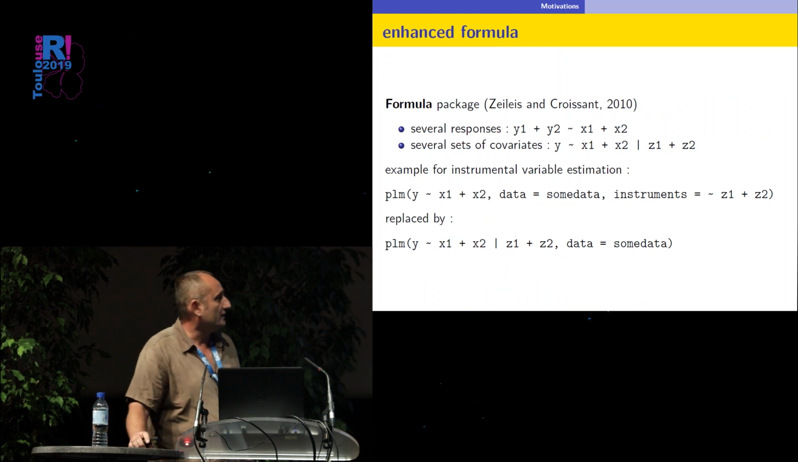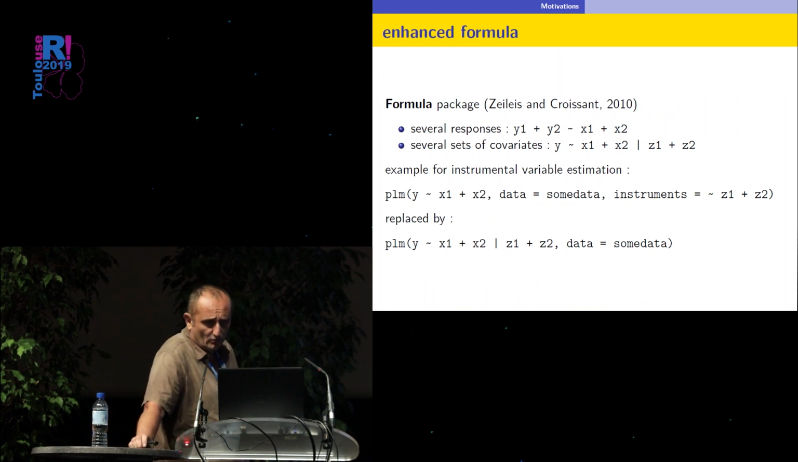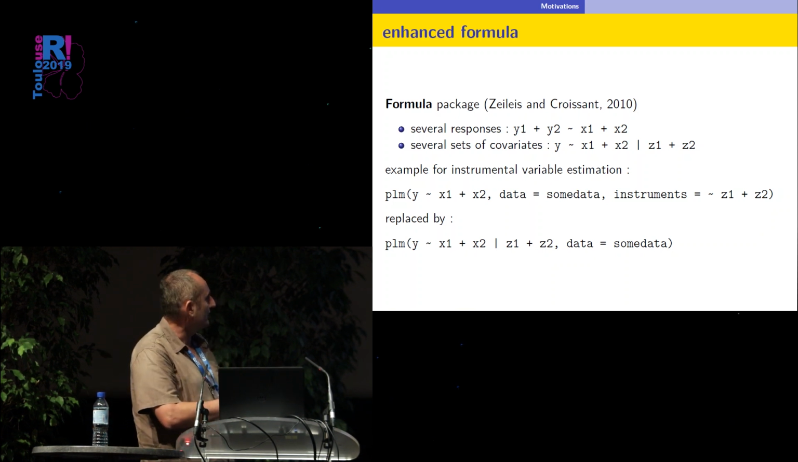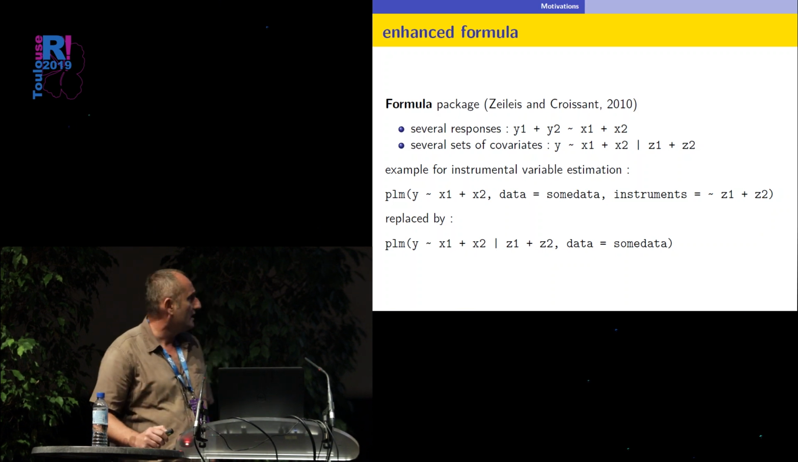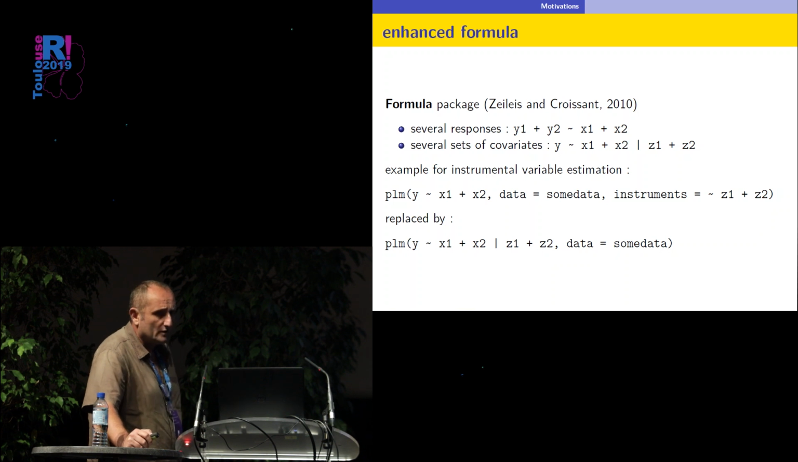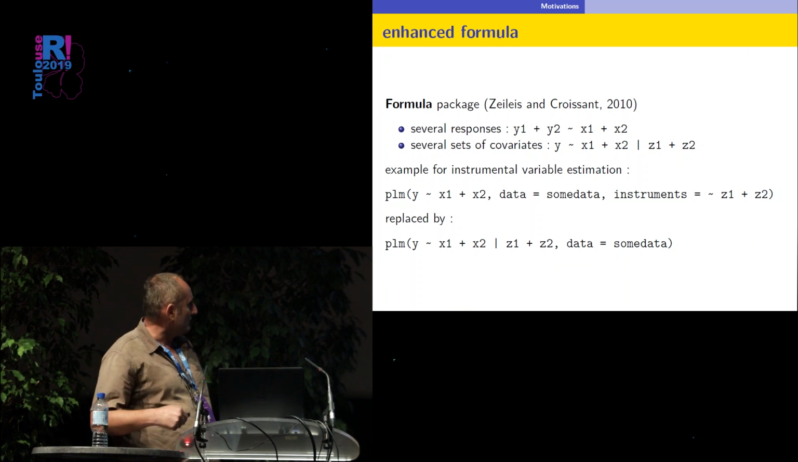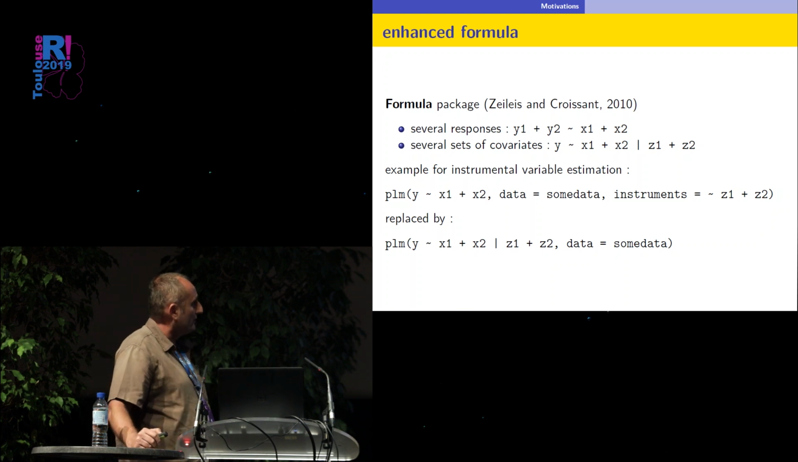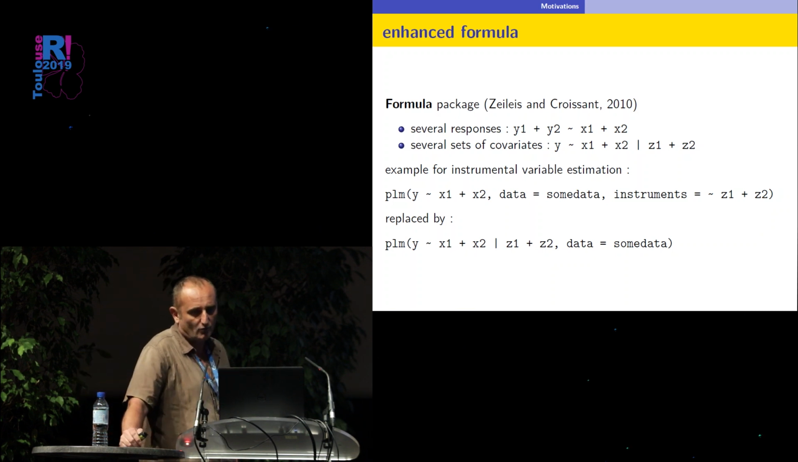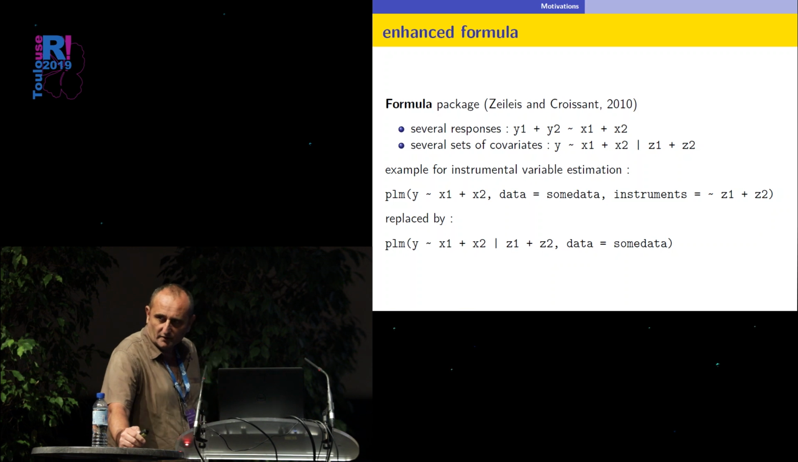So on the formula side, the result was the Formula package, which enables you to describe formulas with several responses, like here, and also, more importantly for me, to describe formulas with several sets of covariates on the right-hand side, separated by the pipe sign here. So for example, using the Formula package, you can estimate with plm an instrumental variable regression using only one formula and the data argument. If you don't have this Formula package, you need to provide an extra argument here, which is a one-sided formula containing the set of instruments you want to use.